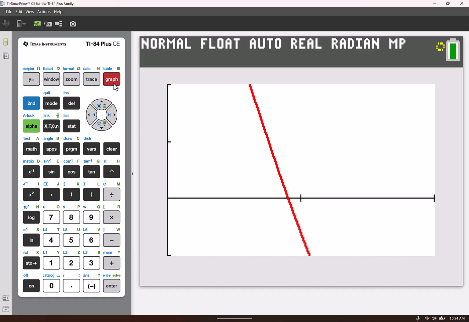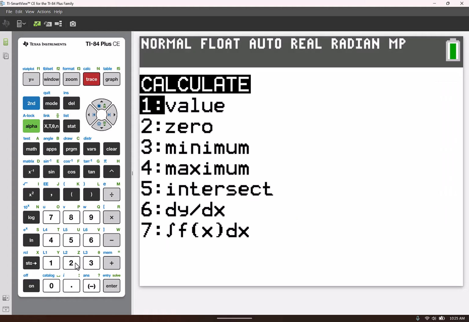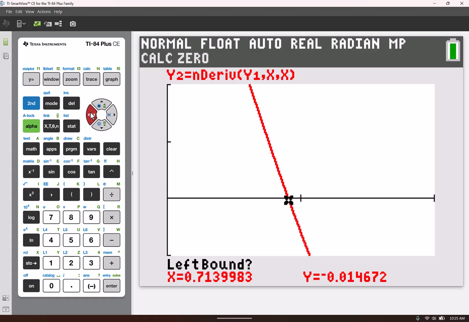All right, check it out. There it is. Look at that value. What you're looking at is the derivative. So when the derivative changes from positive to negative, that means that is a max on my original. Does that make sense? All right, so I'm going to tell the calculator to find that 0. Second, calculate, number 2, 0, and then left bound to the left, right bound to the right, enter. And then when it says guess, just push enter.